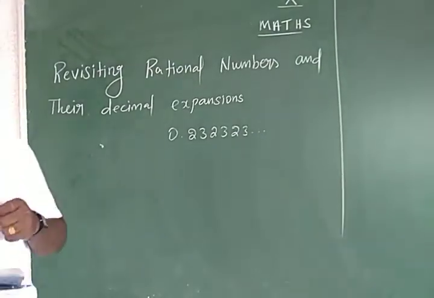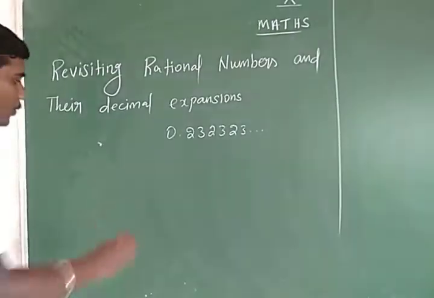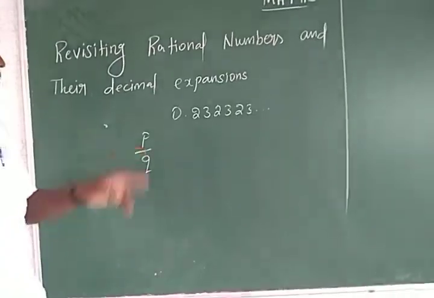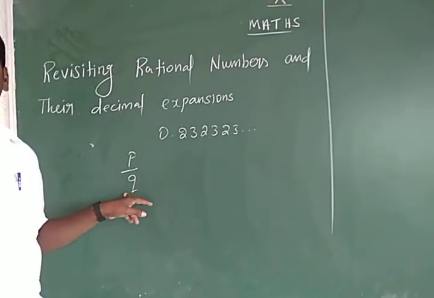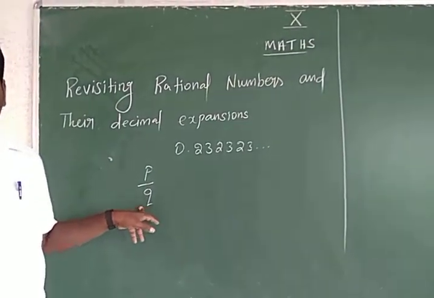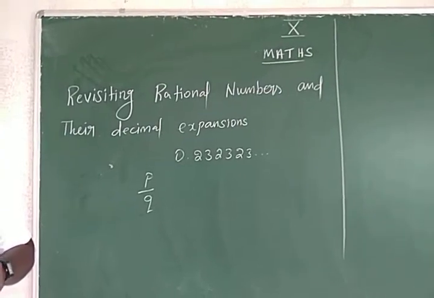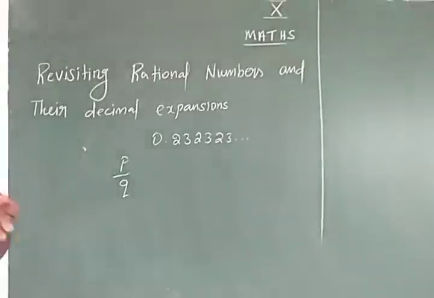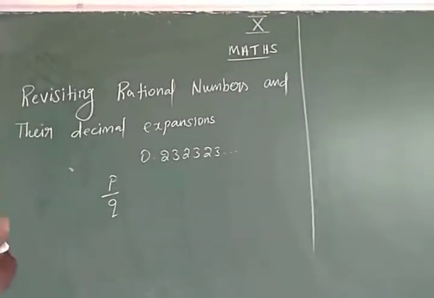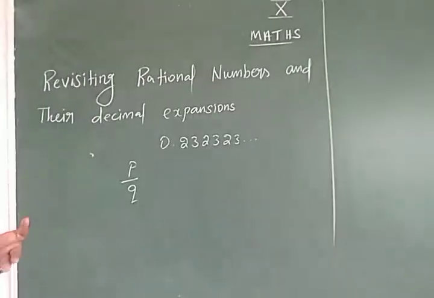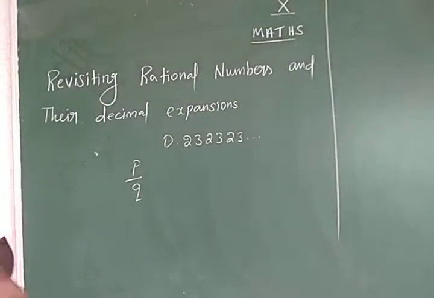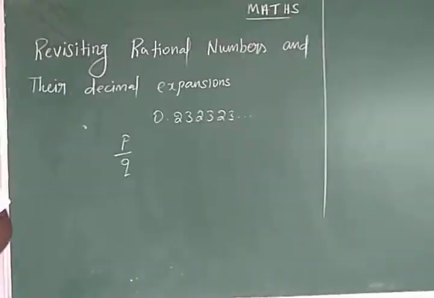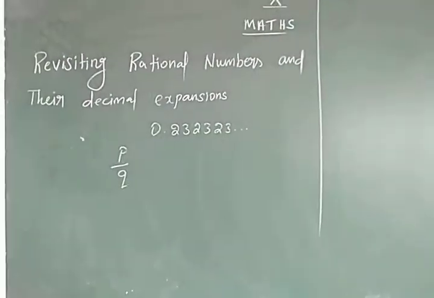Let x be a rational number, in the rational format p by q, where p and q are integers. Let x be a rational number whose decimal expansion terminates. Then x can be expressed in the form p by q, where p and q are co-prime.